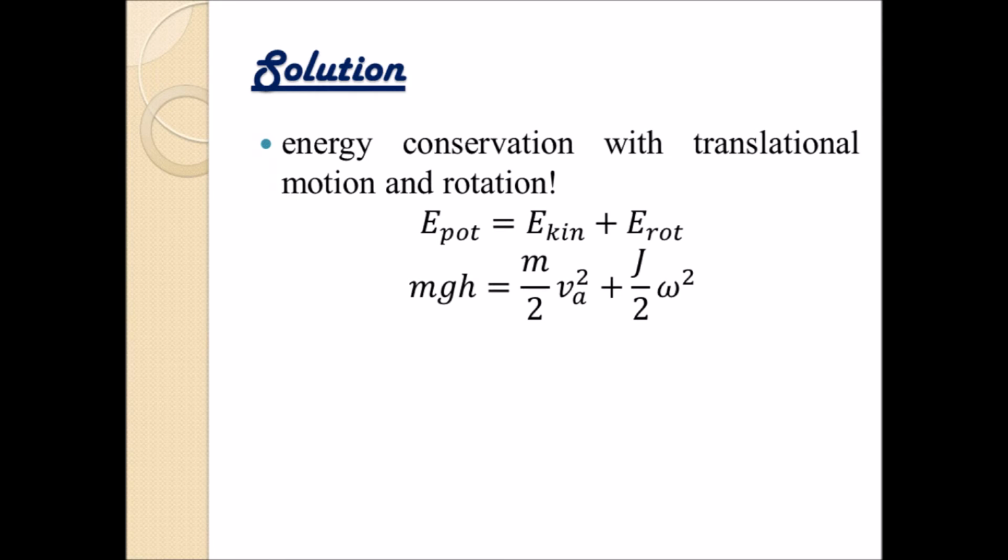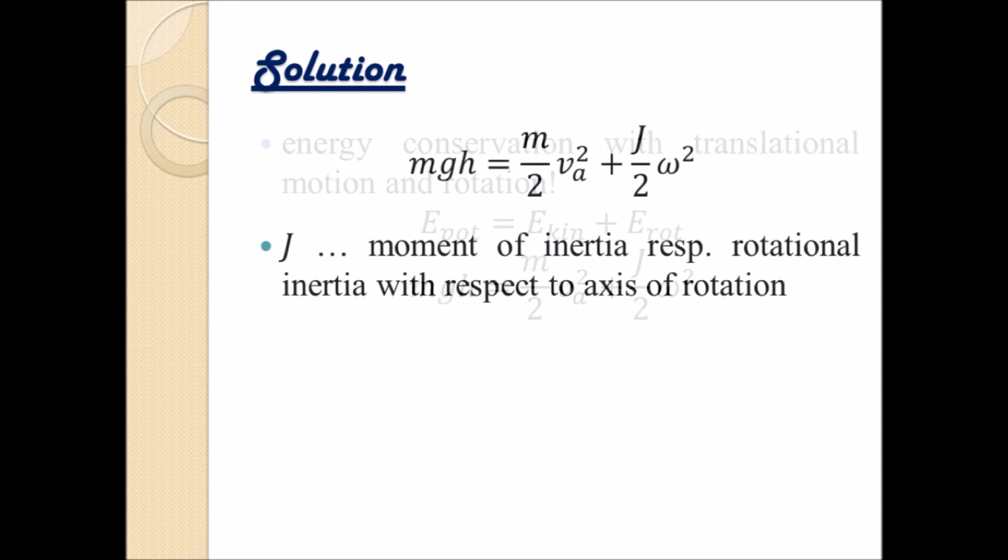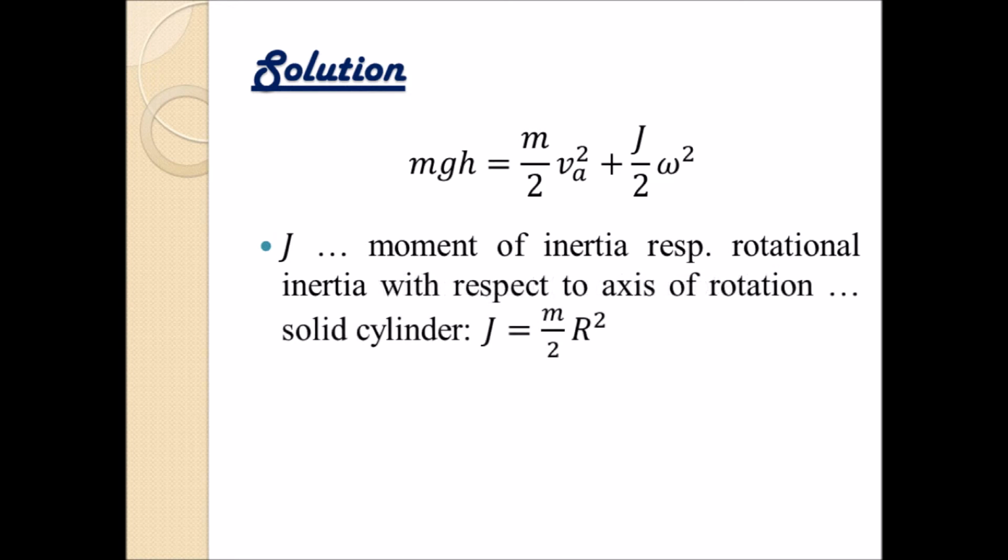Now, what are these two new variables J and omega? J is the moment of inertia, respectively the rotational inertia, with respect to the axis of rotation. And for a solid cylinder, this one is known. It's simply J equals m divided by 2 times radius r squared. In addition, omega is the so-called angular velocity of the rotational motion, and it's relatively simple. Omega equals v divided by r.